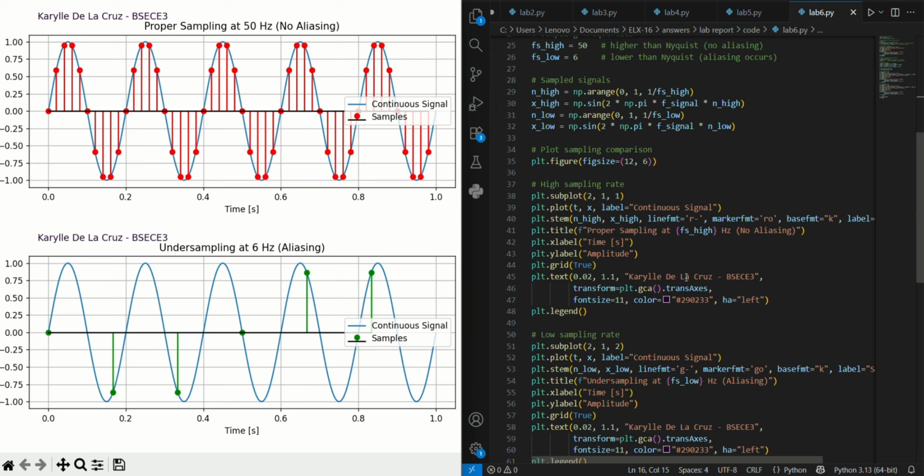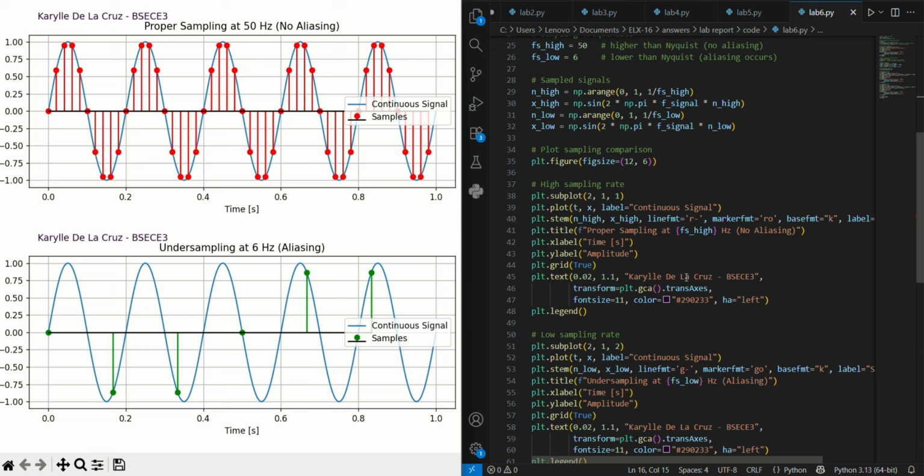The sample points create the illusion that the signal has a much lower frequency than the original 5 Hz. This fake, slower signal is what we call the aliased signal. This is not real, it's just a result of sampling too slowly. This is why aliasing is dangerous in real-world systems. It can cause inaccurate measurements, distorted audio, and incorrect data interpretation.